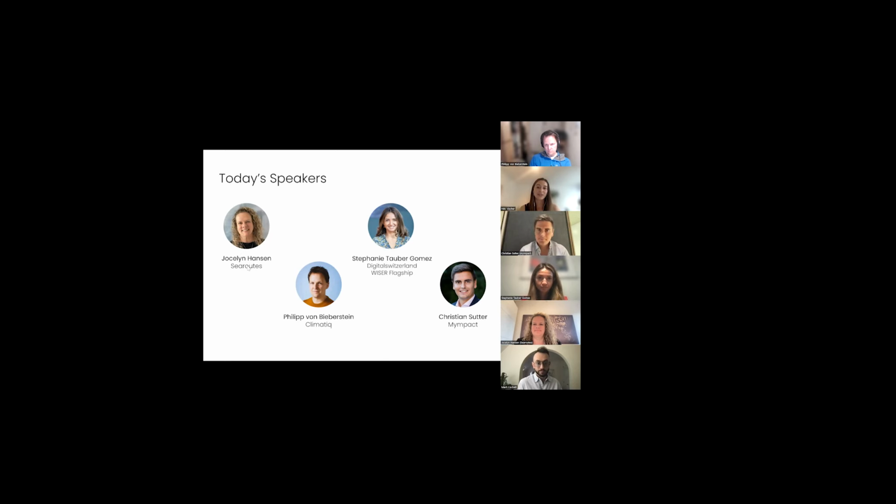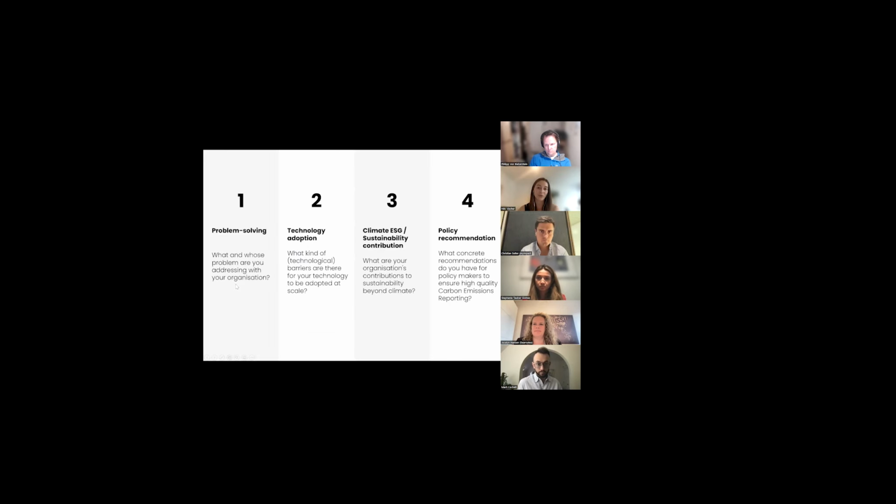Just to introduce the 5 dimensions that Julian mentioned before, you'll see these on the screen right now. The 5 dimensions are firstly problem solving, technology adoption, sustainability contribution, policy recommendations, and then one thing that the speakers would change if they could. This is the focus of the presentations you're about to see from the speakers. Following the presentations, we're going to move to a discussion round where speakers will respond to any questions that you have.